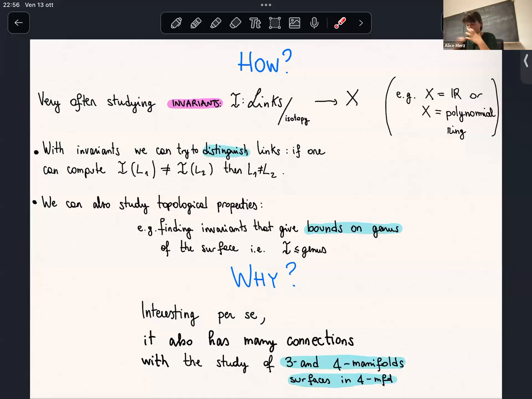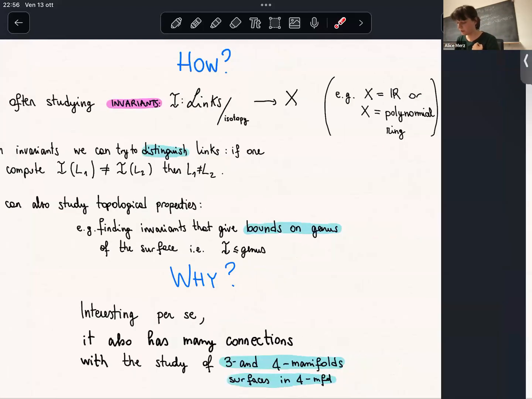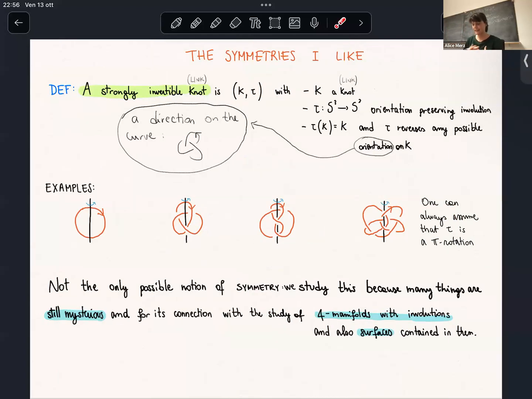It's an interesting field per se, but inside topology, it has also very nice connections with the study of 3 and 4 manifolds, and also the study of surfaces inside 4 manifolds, as I was saying a little bit before as well. So this is a small overview about knot theory, and then let's go back to the goal of this talk, and I introduce the symmetries that I like and that I study.